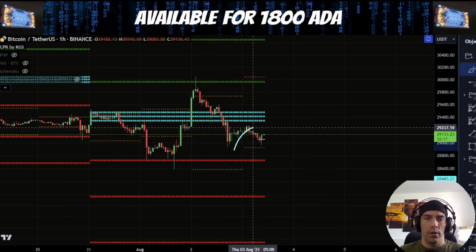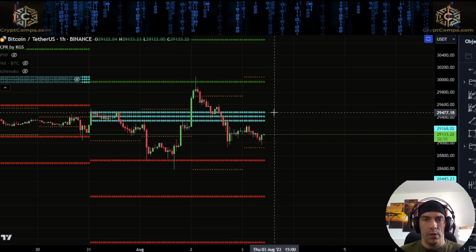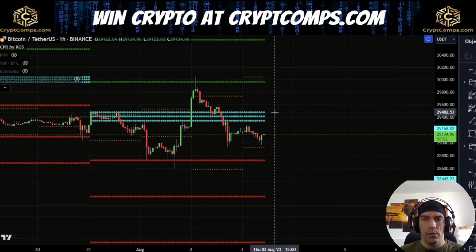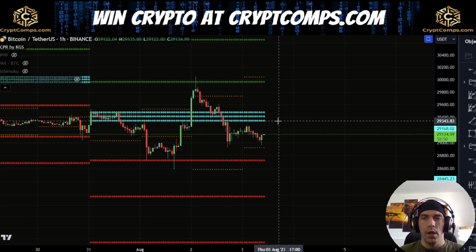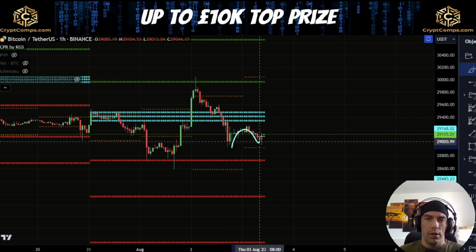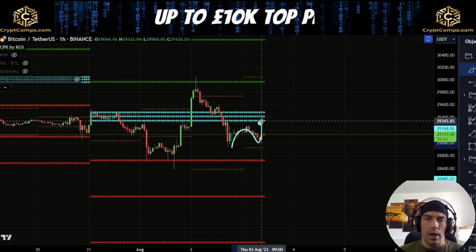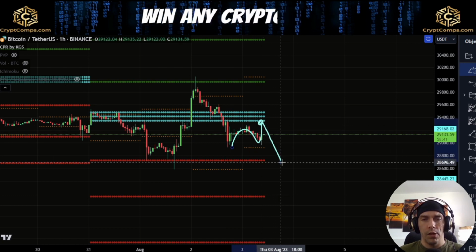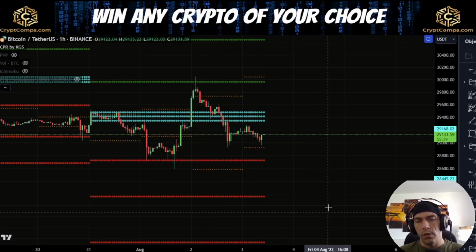So if we do see price look to push back to the upside, we could potentially once again find resistance here between this 29,482 to this 29,342. So if we do see price retest this area here effectively and see it reject, this could align with the idea of getting that continuation down.